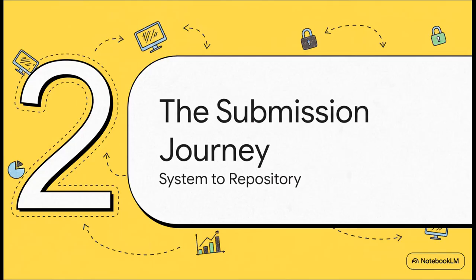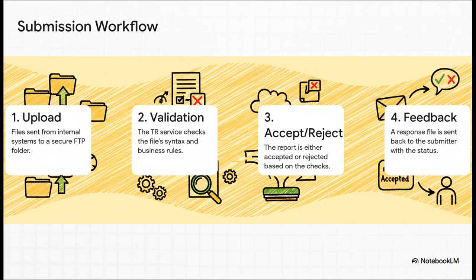So our package is labeled, it's boxed up securely, now it's finally ready to ship. This next stage is all about that automated journey from your internal systems out onto the digital highway and right into the trade registry's receiving dock. And this slide just shows the beautiful mechanical precision of the whole thing. It really is like a high-tech conveyor belt.